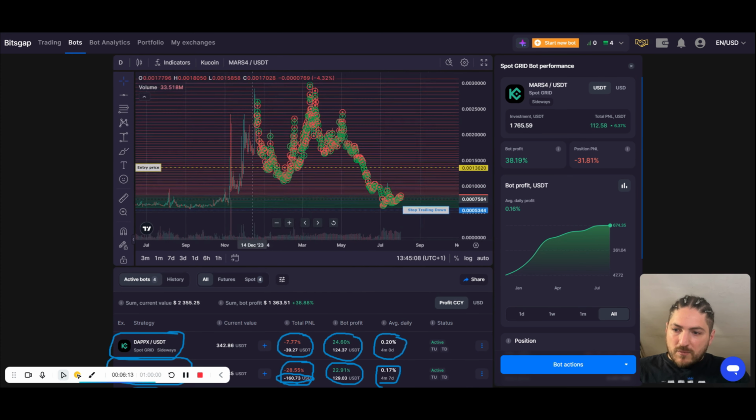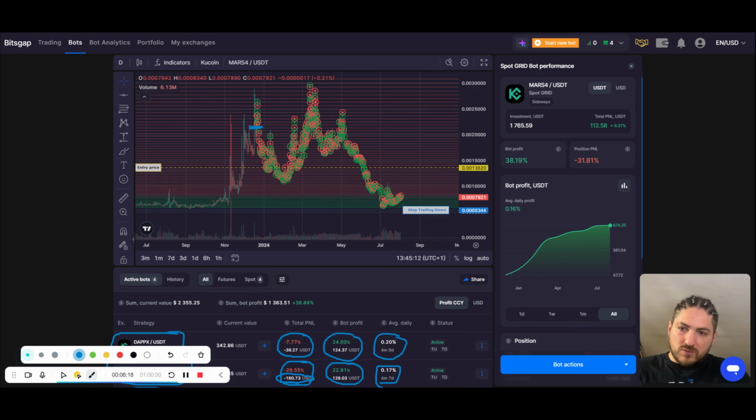Now, Mars was set at this point in time, which you can see it was set at a peak. Yeah, so the launch wasn't great, and price has dropped all the way down here, and yet I'm still in profit. So that shows you, if I had to buy Mars here and buy and hold, I would currently be in quite a bit of a loss because I'm doing buy and hold.